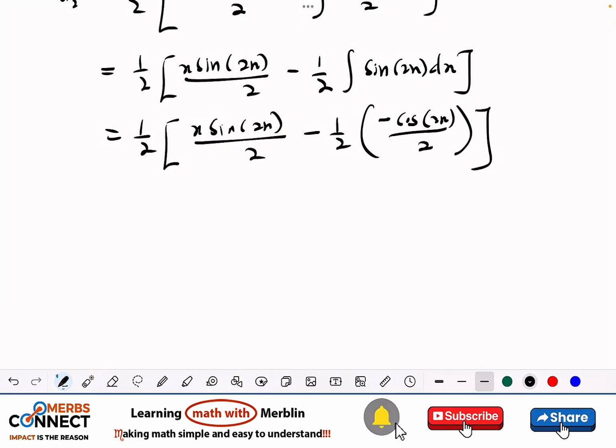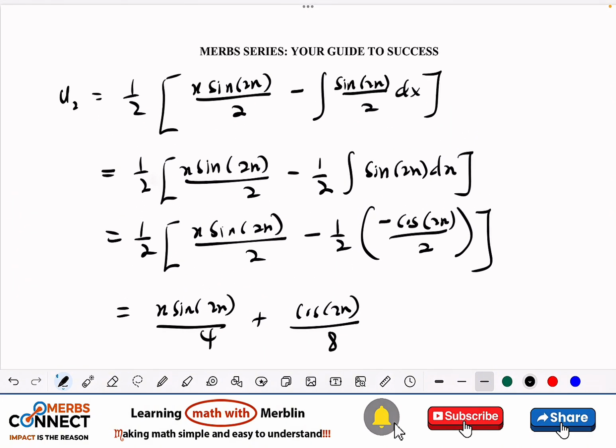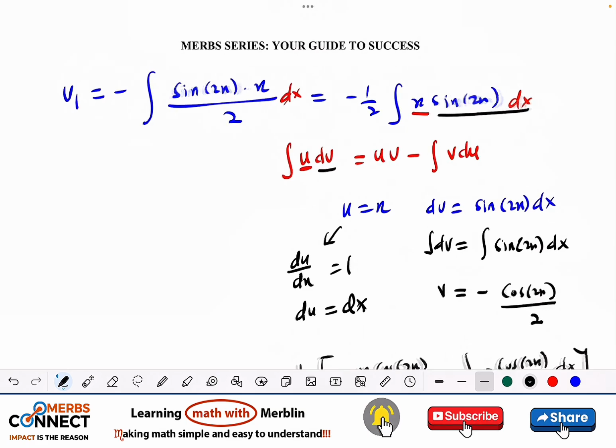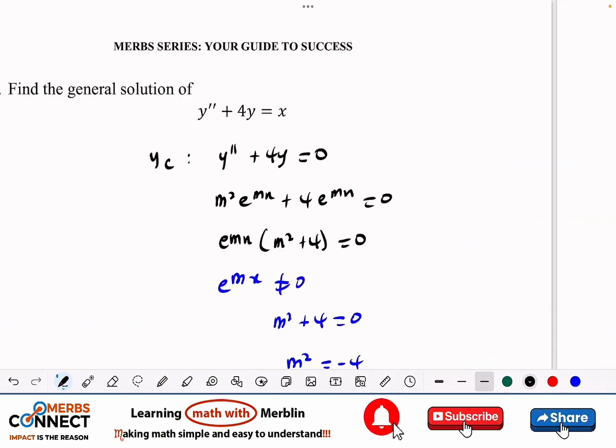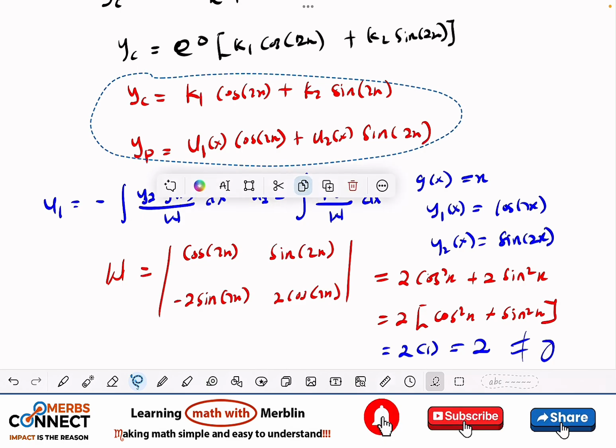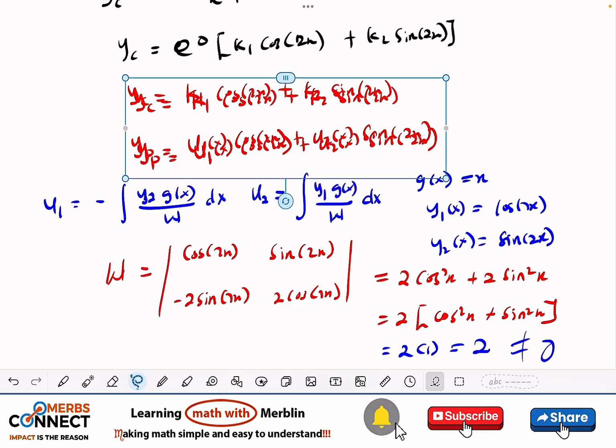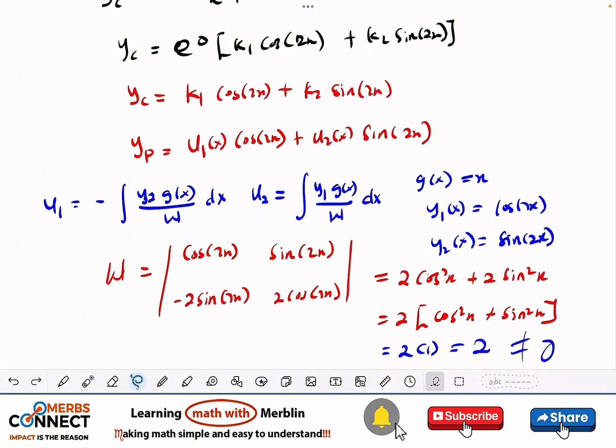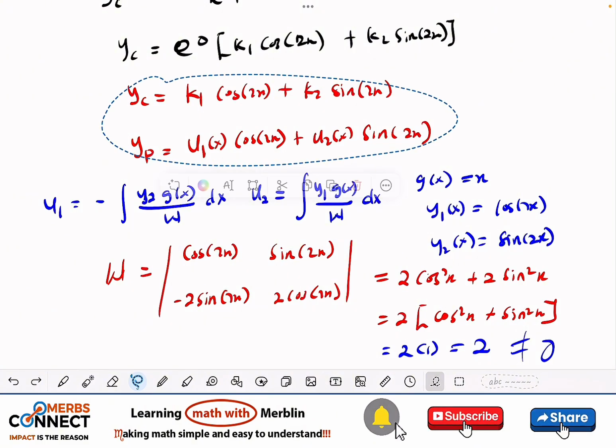So let's do the simplification. This is x sine 2x divided by 4, and this one will be rather plus cos 2x divided by 8. Good. So we've gotten u1 and u2. So we can just plug them in, and then we are done. So we are just going to substitute it inside this. So let me just copy this and send it there, including this one too.